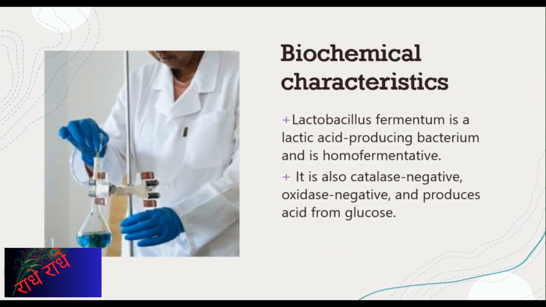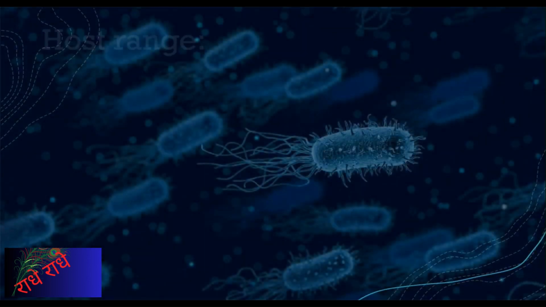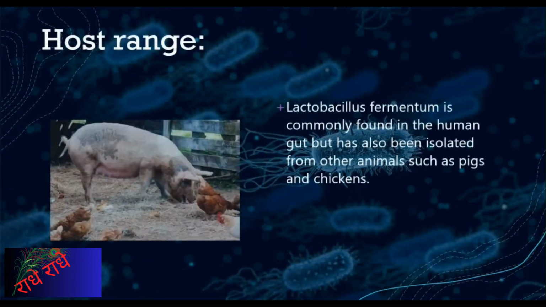Lactobacillus fermentum is a lactic acid-producing bacterium and is homofermentative. It is also catalase negative, oxidase negative, and produces acid from glucose. Lactobacillus fermentum is a beneficial bacteria commonly found in humans, pigs, and chickens. Known for its versatility, it has a wide array of uses from helping in digestion to serving as a probiotic.